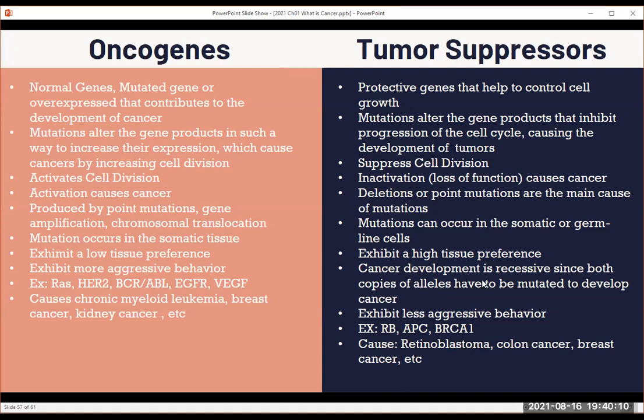In this case, cancer development is typically recessive because typically just one of the alleles would be mutated. And so it's going to be a little bit less aggressive than with an oncogene, but still dangerous nonetheless, right? Some examples are RB, the retinoblastoma protein, APC, and BRCA1. BRCA1 has been shown to be involved in breast cancer, and the retinoblastoma protein is involved in retinoblastoma.